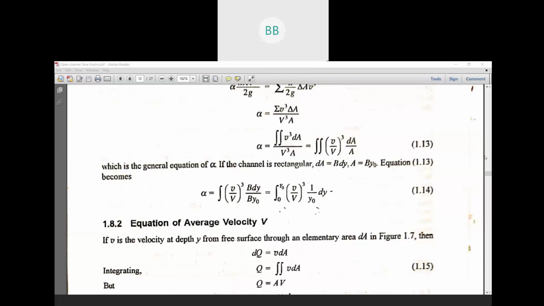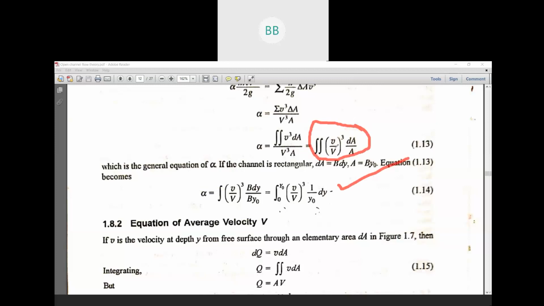We are going to proceed. To find out alpha, we have this expression. This is your general expression, and this one is only for a rectangular channel. This is only for a rectangular channel, and this is your general expression, irrespective of any shape.